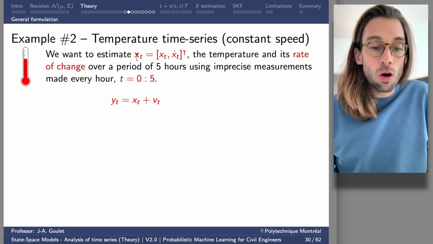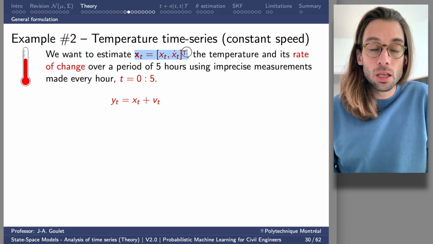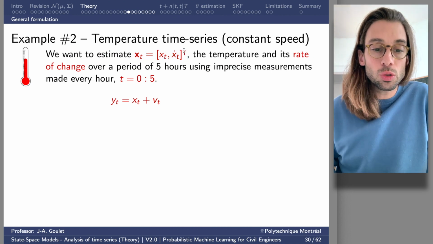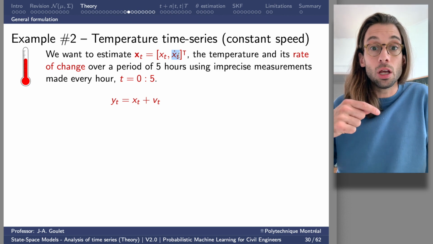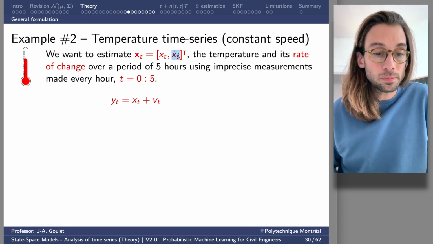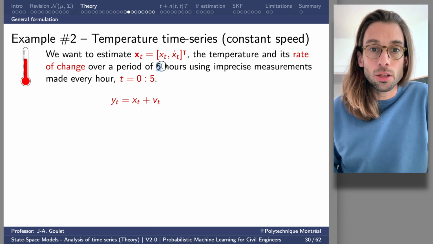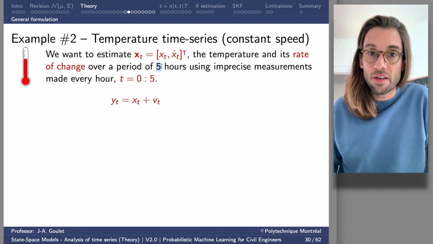So in that case, our vector of hidden states is going to contain two variables. The first one being xt, the temperature. The second one, xt dot, which represents the rate of change of the temperature. We're going to look at this on a time span of, say, 5 hours.